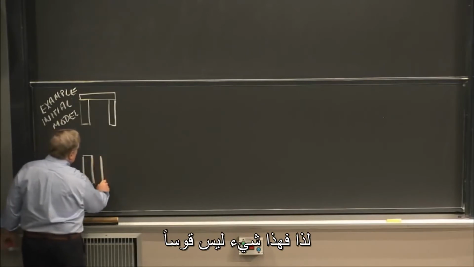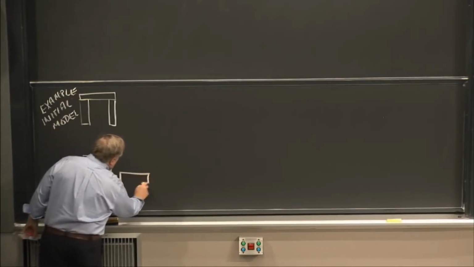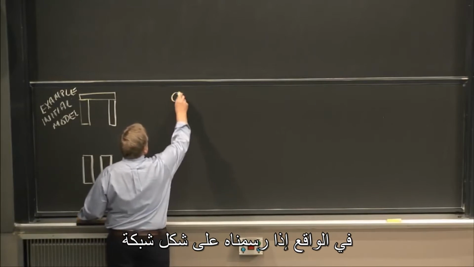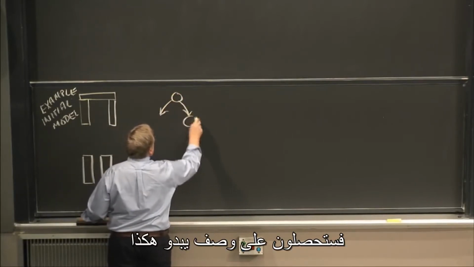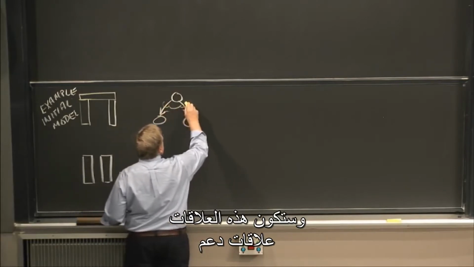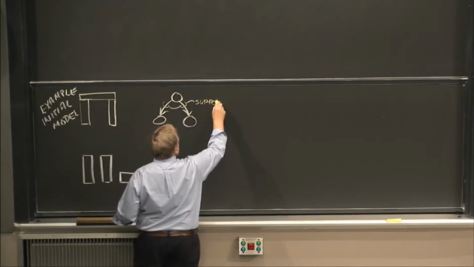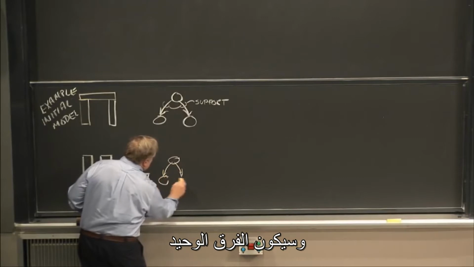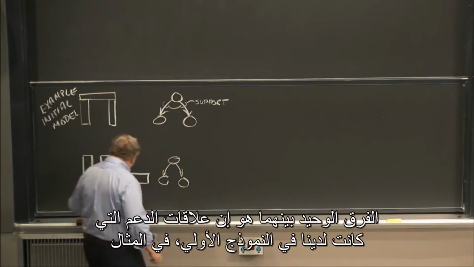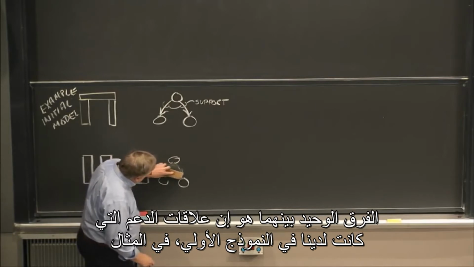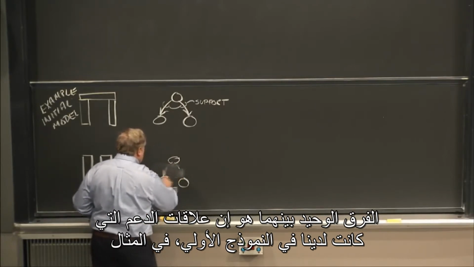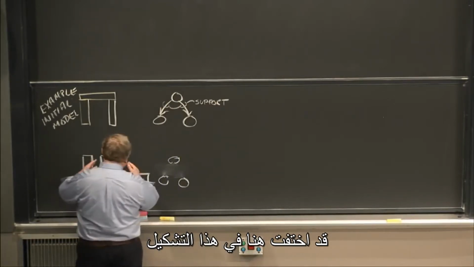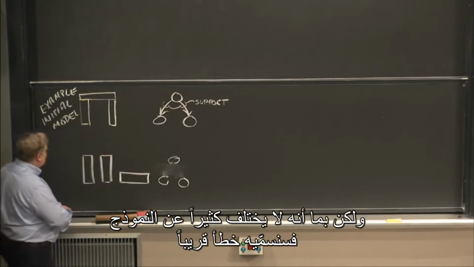So here's something that's not an arch, but its description doesn't differ from that of an arch very much. In fact, if we were to draw this out in a kind of network, we would have a description that looks like this, and these relations would be support relations. And this would be drawn out like so. And the only difference would be that those support relations that we had in the initial model, the example, have disappeared down here in this configuration. But since it's not very different from the model, we're going to call this a near miss.